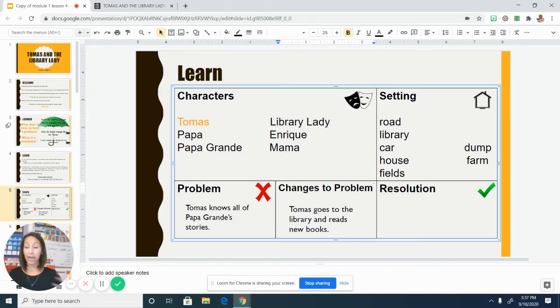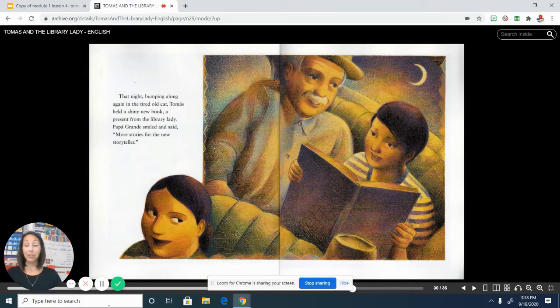Okay, now the last part, and I guess you could say the best part because it's solving the problem, is the resolution. So let's look for the resolution. Whenever you're trying to figure out what the resolution is, you always want to keep the problem in mind. The problem was that he knew all of Papa Grande's stories. Papa Grande had been the family storyteller, and Tomas knew them all.